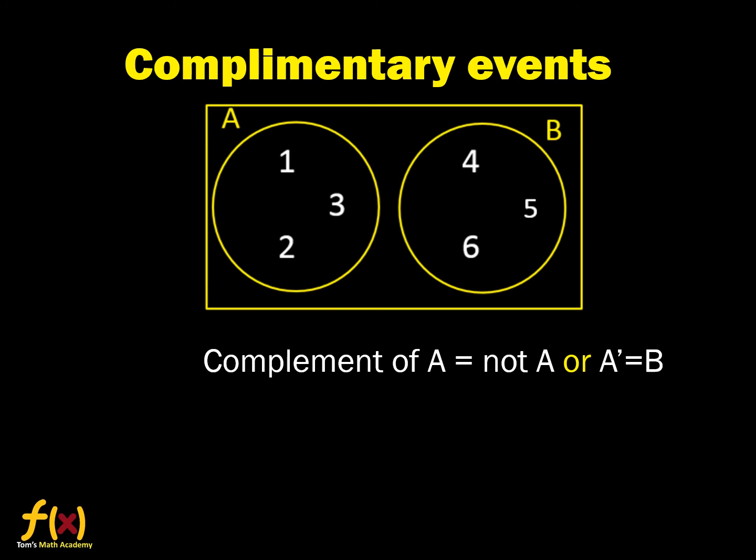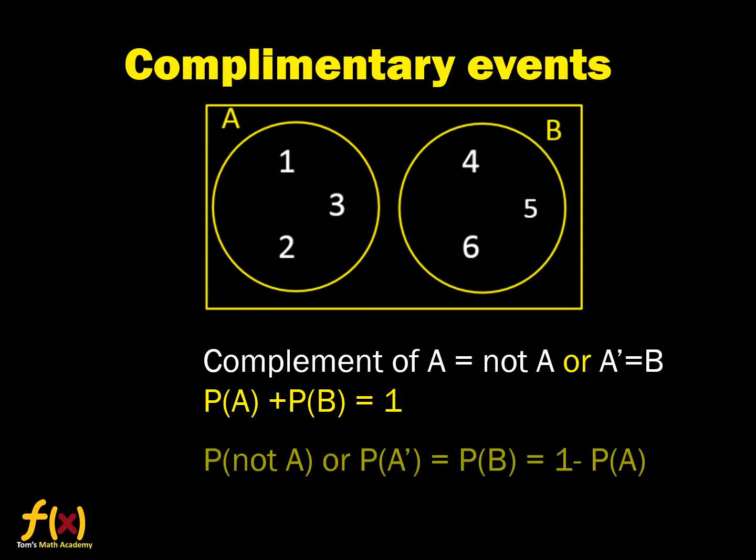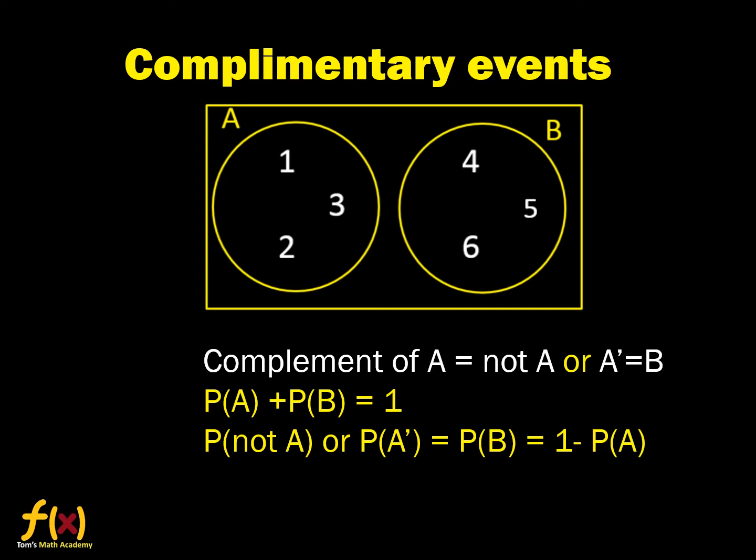Okay. Now let us come to probability. We have probability of A plus probability of B equal to 1. All the elements are there. It is an exhaustive event. Now what is the probability of not A, or probability of A dash, which is probability of B? And what is probability of B? 1 minus probability of A. So if you want probability of not something, not winning, we can say probability of not A is 1 minus probability of A.